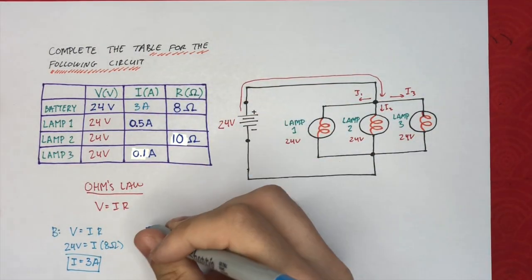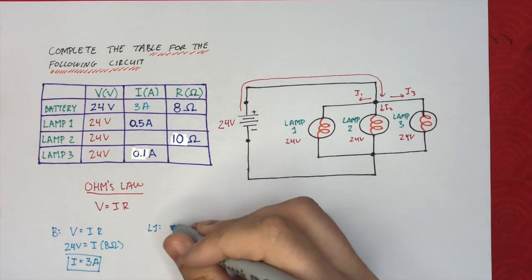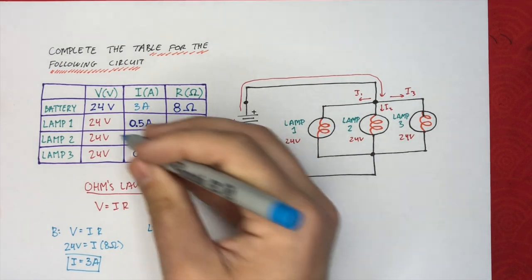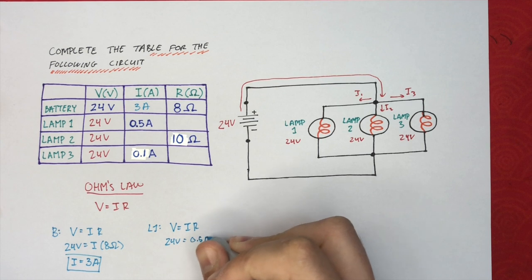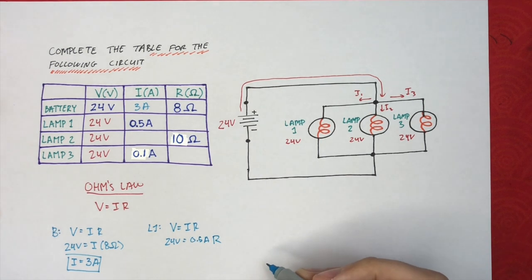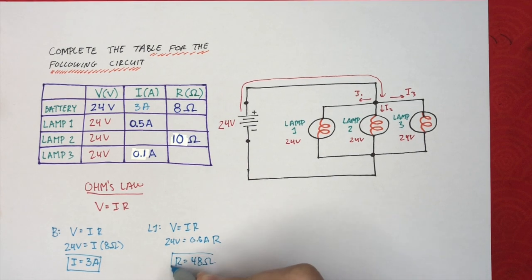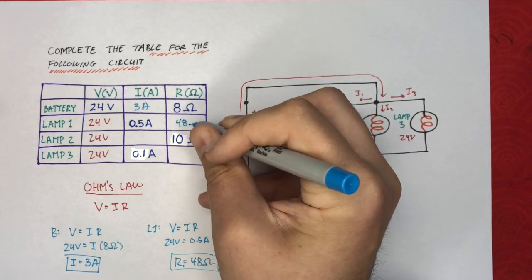Now let's take a look at lamp number 1. Lamp number 1, well, we have 2 pieces of information. We're going to be using Ohm's law, V equals IR, and we know that the voltage is 24 volts, the current is 0.5 amps, and we're looking for the resistance. So 24 divided by 0.5, that's going to be 48 ohms. So the resistance in lamp number 1 is going to be 48 ohms.